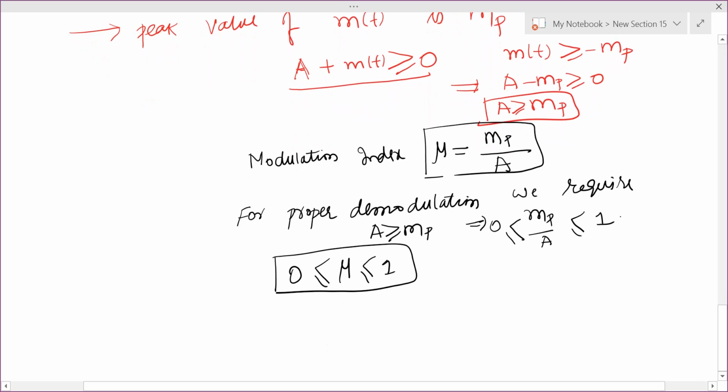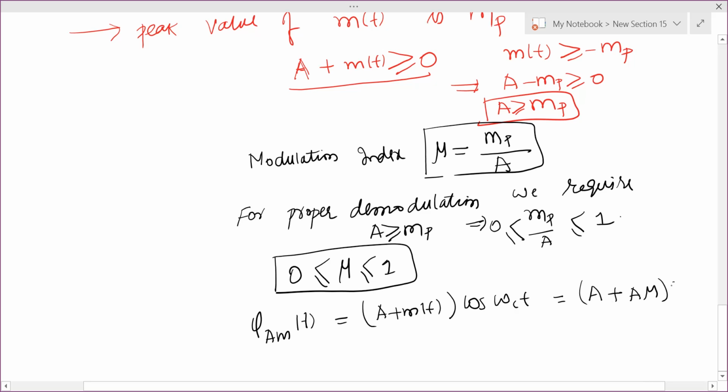Now, in terms of mu, we can write this AM equation as, see, it is A plus m of t times cos omega ct. So we can write it as A, we can write as it is, mp we can write as A mu, hence that can be written as A into 1 plus mu times cos omega ct.